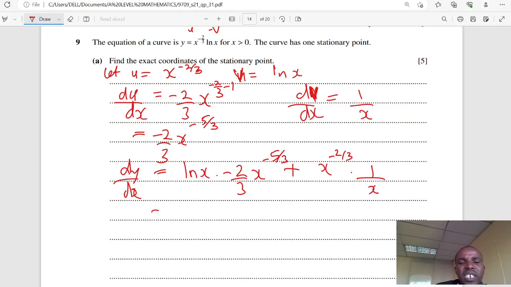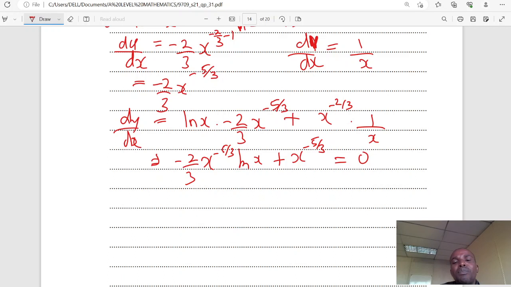Right, let's simplify this part. It will be minus 2 over 3, then x to the power minus 5 over 3, then ln x. Then on this part, laws of indices: maintain the base and subtract the powers whenever dividing. So it will be plus x to the power minus 2 over 3 minus 1, which is minus 5 over 3. Then I can say this one is equal to 0. Why? Because it's a stationary point.